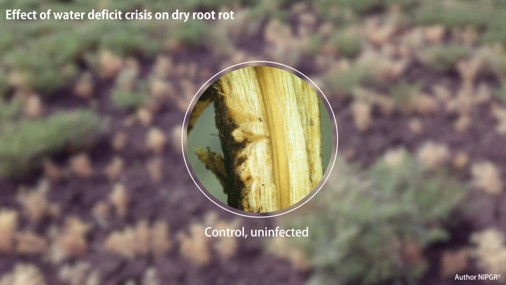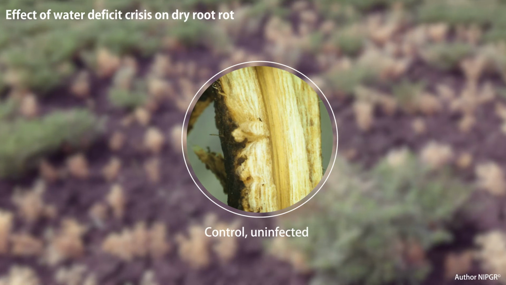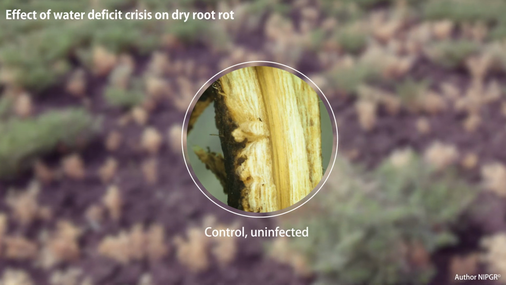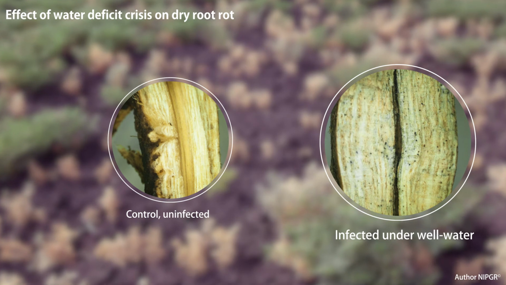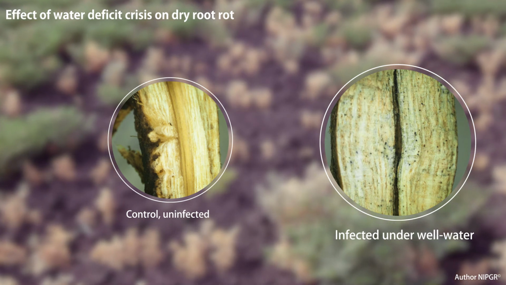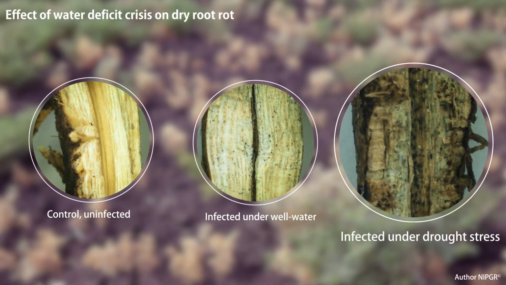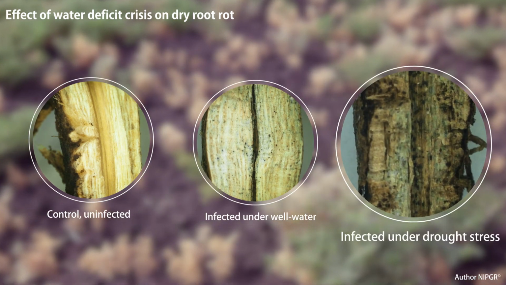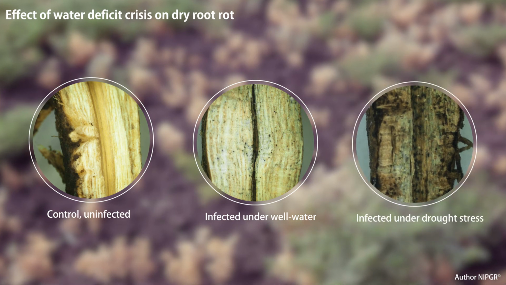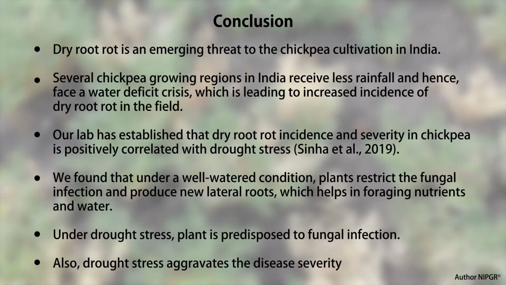The control, uninfected root lacks microsclerotia and root cells are turgid. In the infected plant root under well-watered condition, a few microsclerotia are present. In contrast, infected plant root under drought stress has a greater number of microsclerotia as well as dried rotten root cells. In conclusion, dry root rot is an emerging threat to the chickpea cultivation in India.